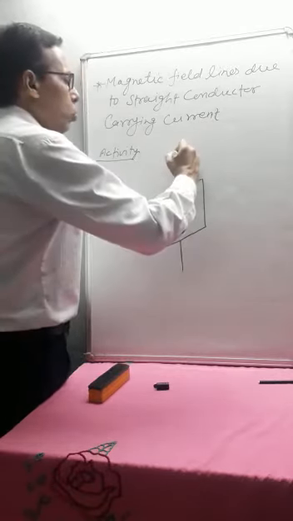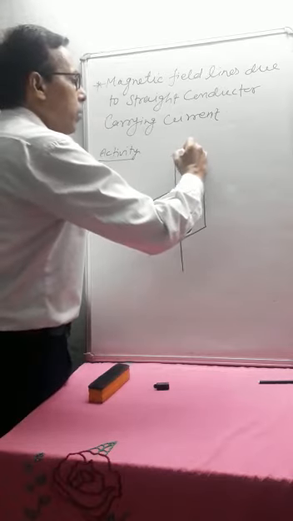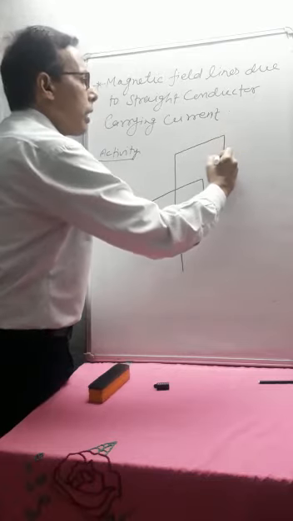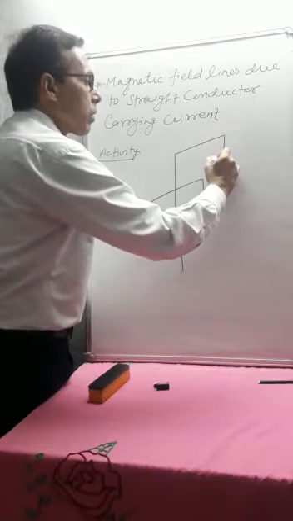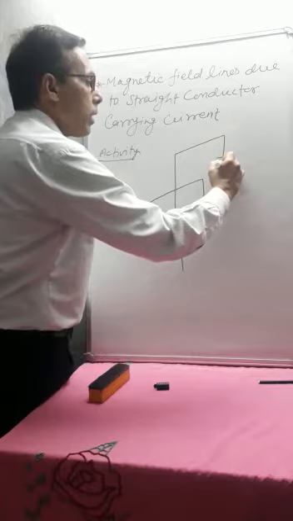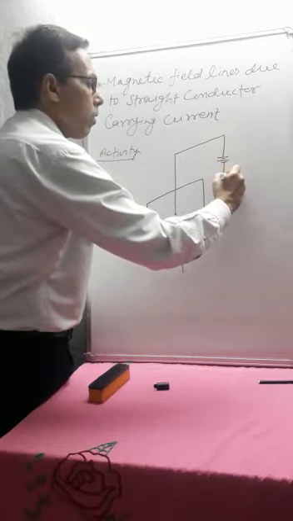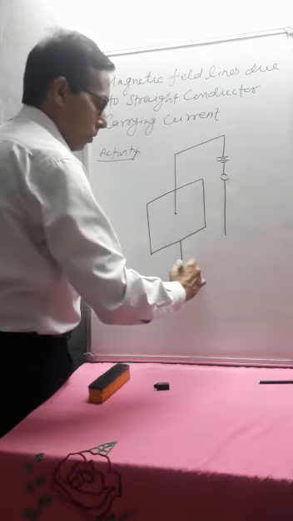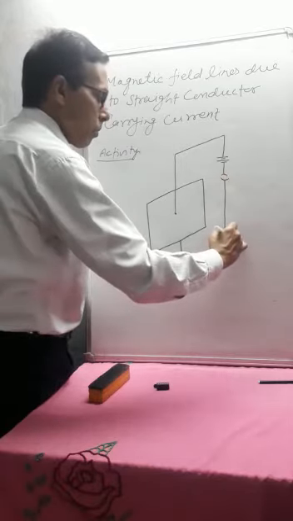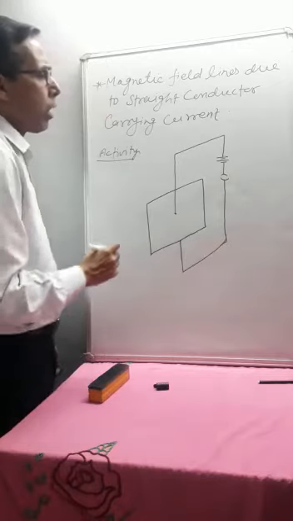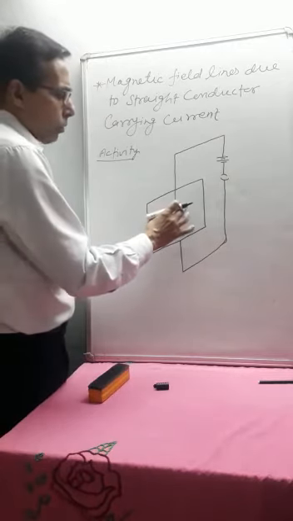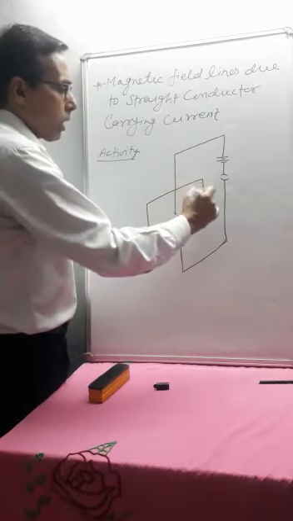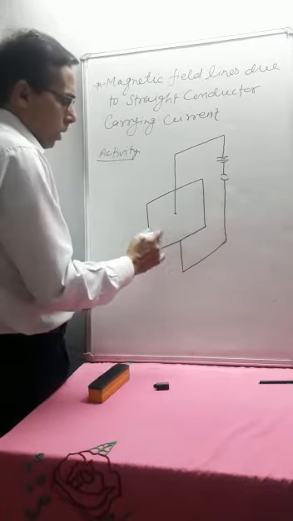Now the two free ends of this wire are connected with a battery and key. Now we sprinkle iron filings over the horizontal cardboard.